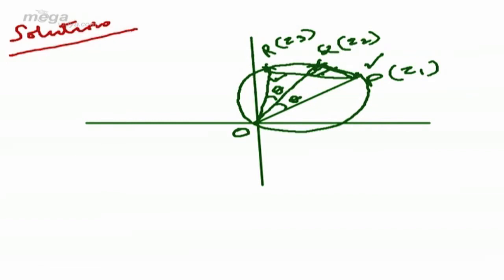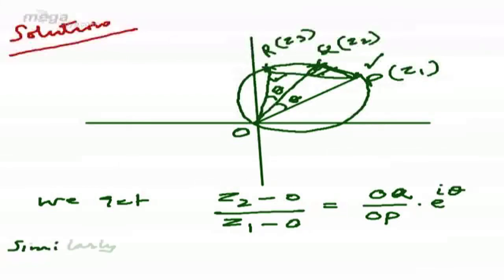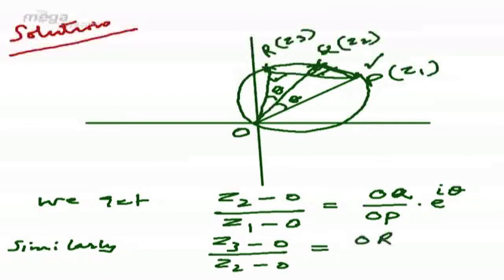So applying Euler's theorem, first we rotate the complex vector OP in the direction of OQ by an angle theta. So (Z2 minus 0) upon (Z1 minus 0) is equal to OQ divided by OP into e to the power i theta. Similarly, now OQ is rotated further in the direction of OR by an angle theta. So (Z3 minus 0) upon (Z2 minus 0) is equal to OR divided by OQ into e to the power i theta.